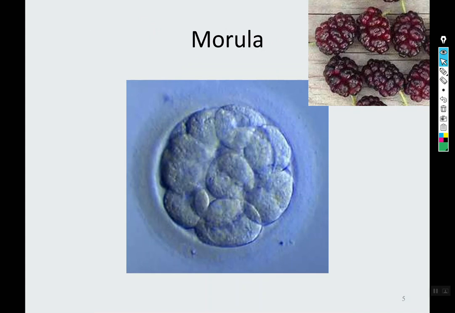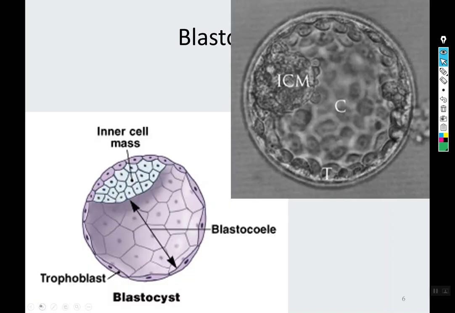So here is a morula. I would call this an early morula because you can still count the cells. There's about 16 of them, and they look a lot like a raspberry or a blackberry. They have berry-like properties. So here's a blastocyst. You can see the inner cell mass here, the central space, and the outer cell mass or trophoblast.